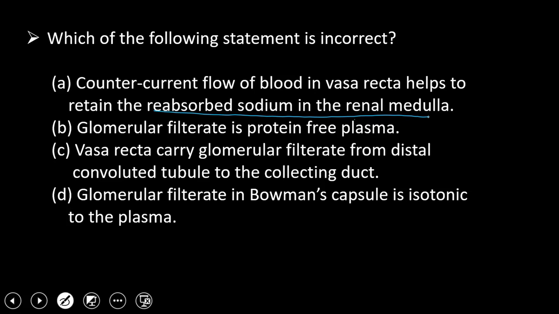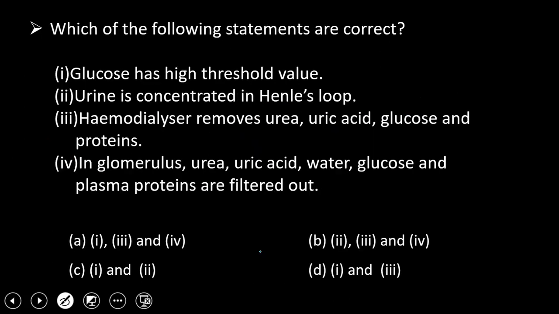Glomerular filtrate is a protein free plasma. This one is also right, because in filtrate no proteins are present. Vasa recta carry glomerular filtrate from DCT to the collecting duct. So this one is the incorrect statement. Vasa recta are a series of straight capillaries present in the medulla region, parallel to the loop of Henle, which carry blood, not the filtrate. So the incorrect statement is C, and C is the right answer.